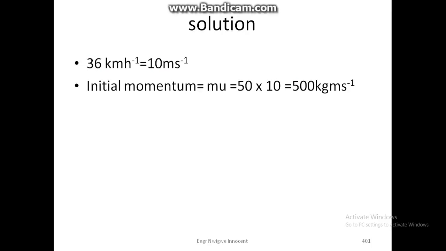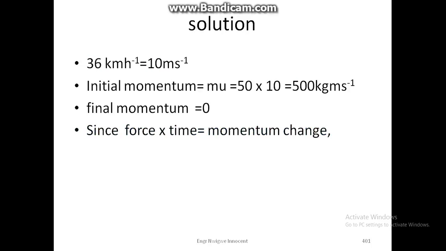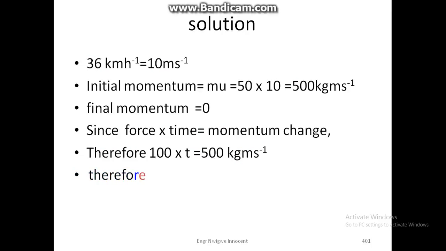Initial momentum is equal to mass times initial velocity, which is 50 times 10, which gives us 500 kg meters per second. Final momentum is equal to 0. Since force times time is the momentum change, therefore 100 times t is equal to 500. Therefore, making t the subject of the formula, we have 500 over 100, which will give us 5 seconds.